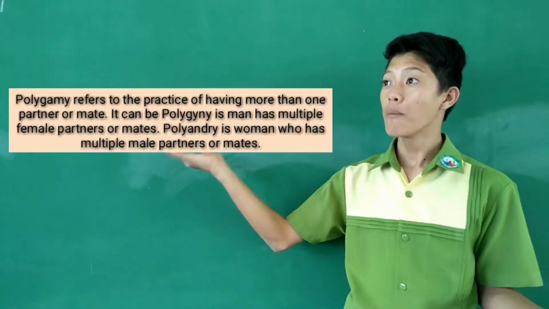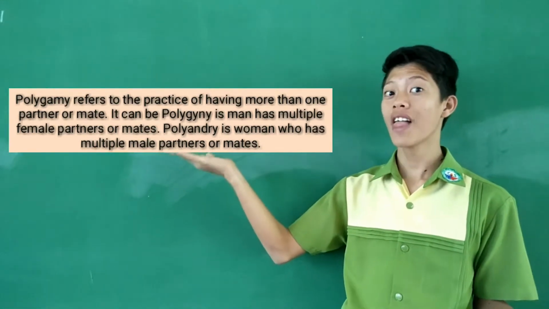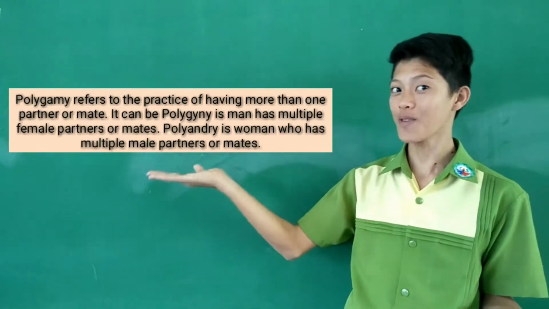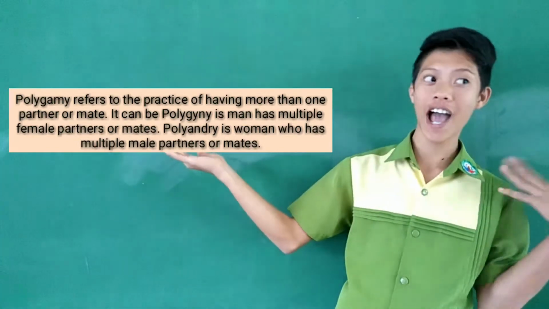Polygamy refers to the practice of having more than one partner or mate. It can be polygyny, where a man has multiple female partners or mates. Polyandry is where a woman has multiple male partners or mates.